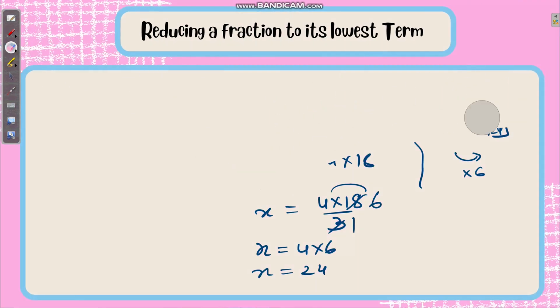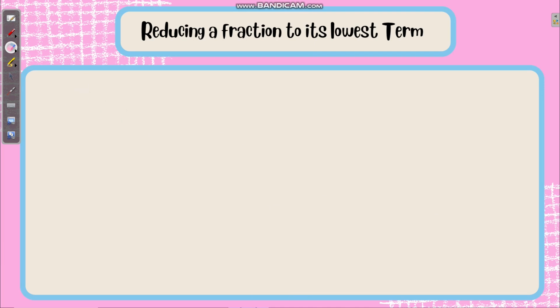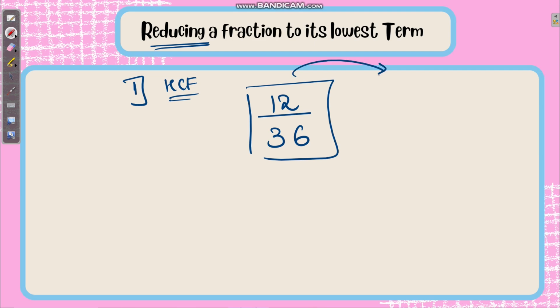Now, how to reduce a fraction to its lowest term? There are many ways. The best way is to take the HCF. You can take the HCF using the prime factorization method or long division. I would prefer long division because it is simple and quick. What do we mean by reducing a fraction? For example, if I give you 12 upon 36 and I want to reduce it, reduce it means you have to convert it to a fraction where you cannot divide it further. There should not be any number which can divide both the numbers, and the HCF has to be 1.